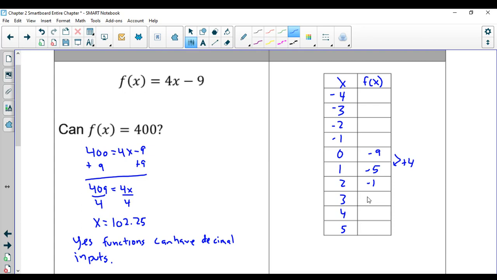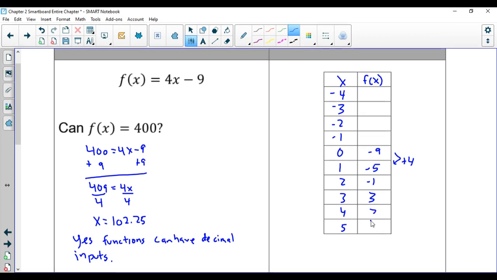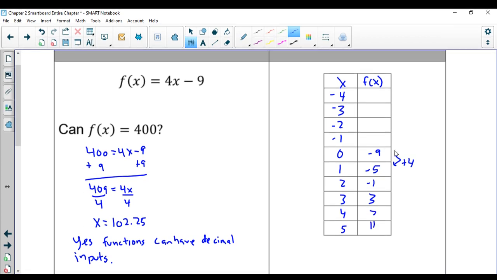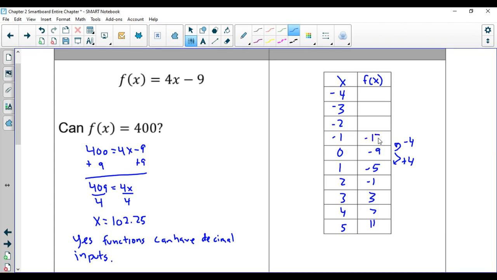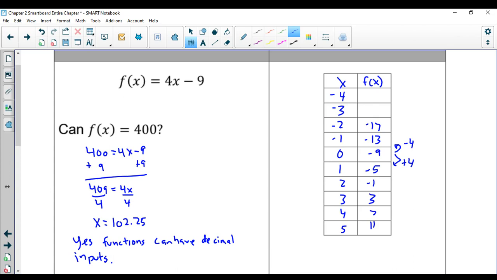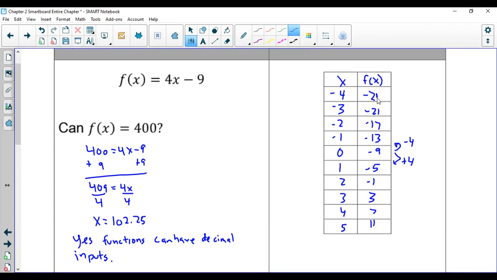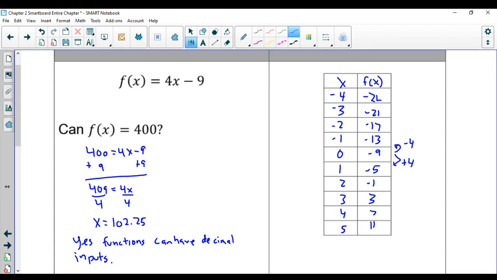So I can continue that pattern. And since it's linear, it is going to add or subtract the same number. So I'd have 3, and then 7, and 11. And to work backwards then, I would just have to subtract 4. So we can say -13, -17, -21, -25.